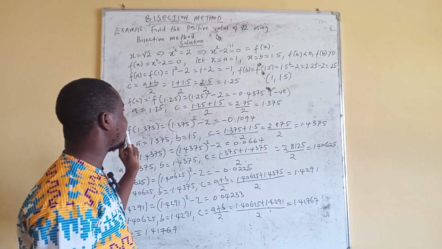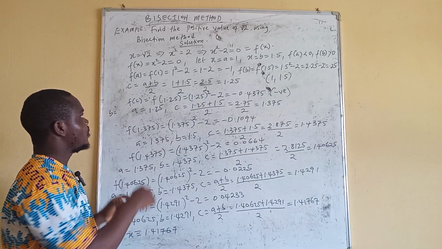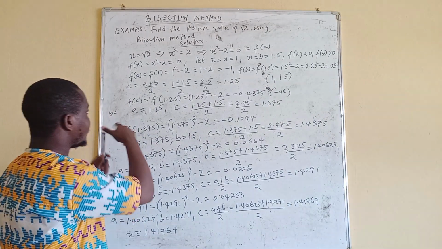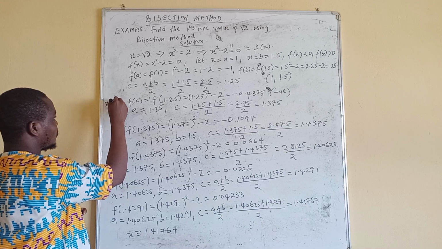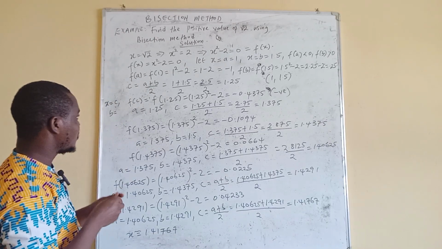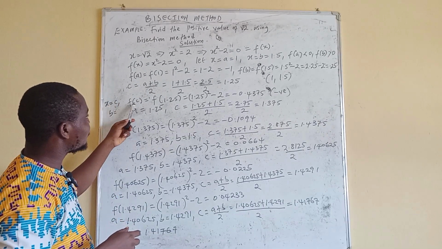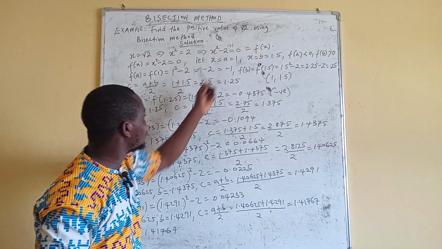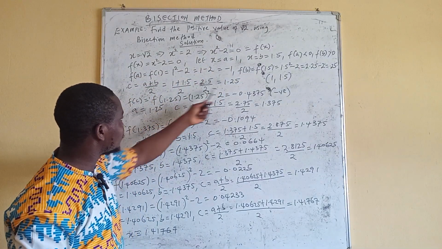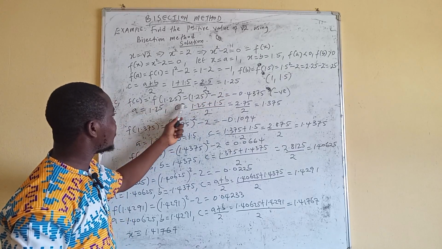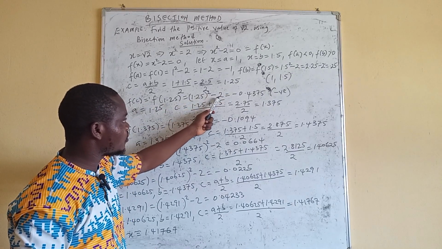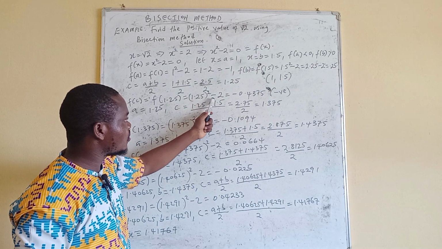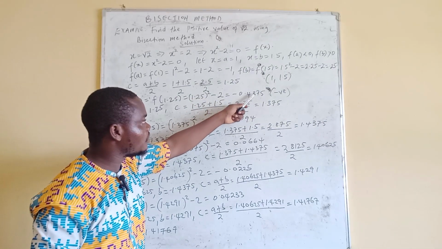Now we have 1.25. We now go back to our function. Remember, in this case, our x is the c we have found here. So x equals c, and you now replace x by c. So f of c, based on f of x being x squared minus 2, where c is 1.25, f of 1.25 will give us 1.25 squared minus 2, which gives us minus 0.4375.